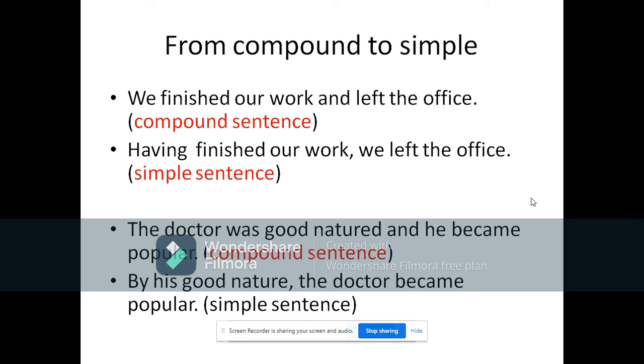From compound to simple. We finished our work and left the office. It's a compound sentence. How can we convert it into simple sentence? Having finished our work, we left the office. It is a simple sentence.